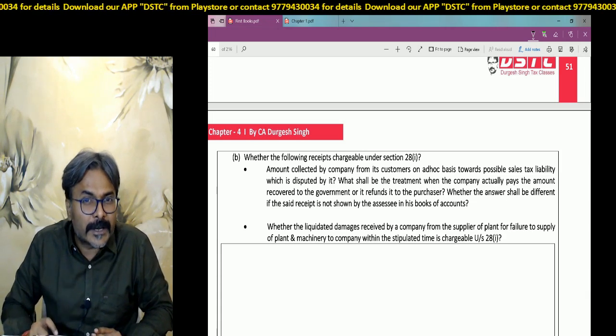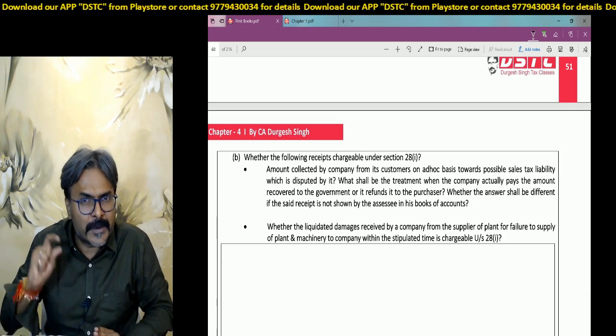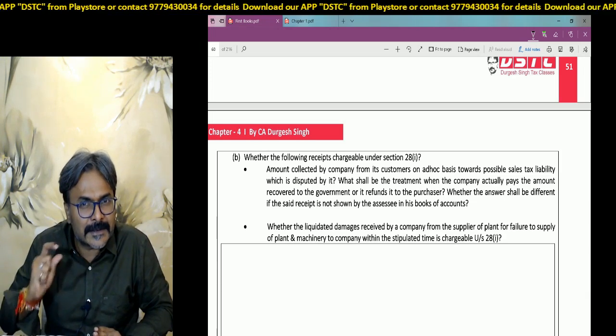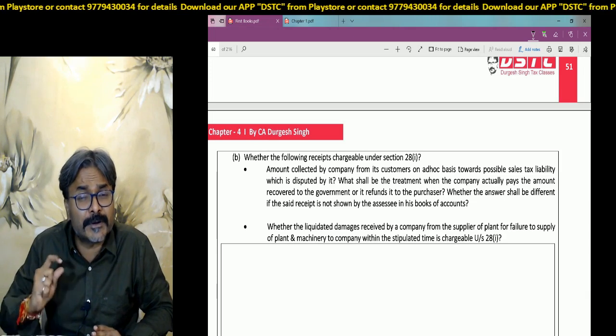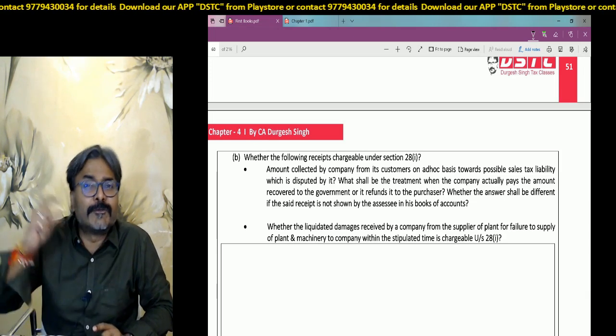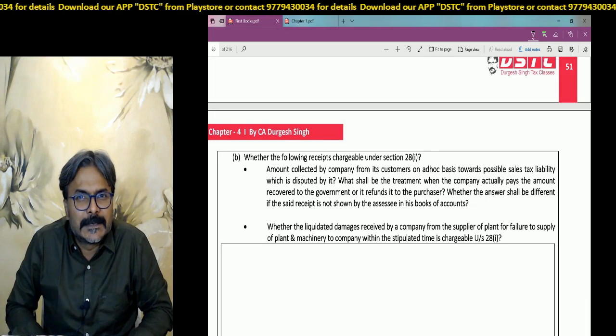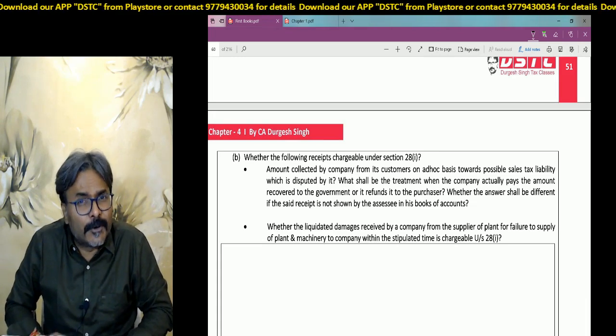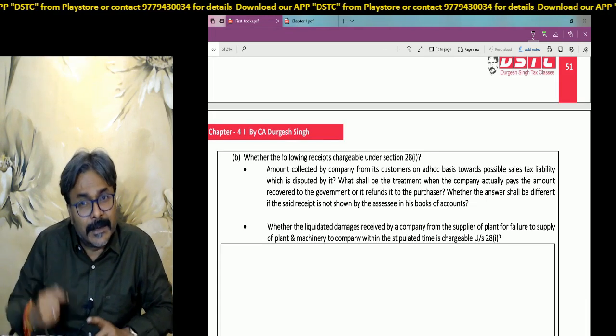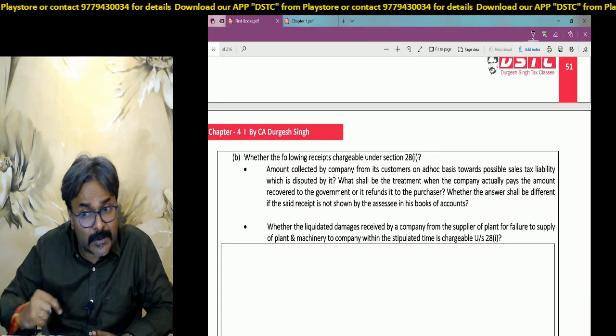So when I am talking about recognition, whenever we use the word recognition in our discussion, what does it mean? When it would be chargeable. So even that ICDS 4 technically is answering that question: when.